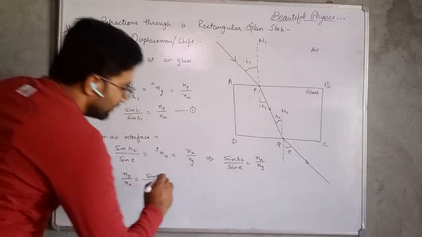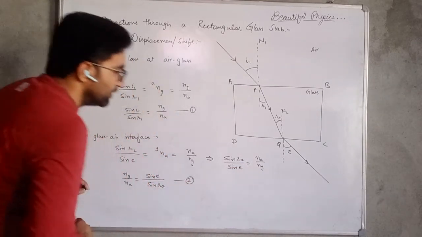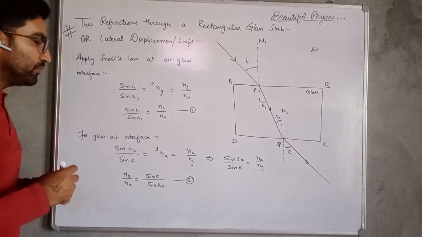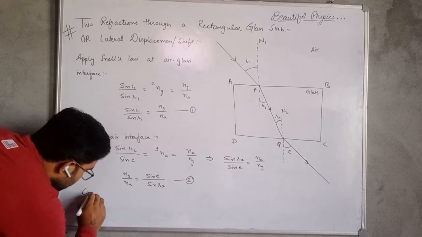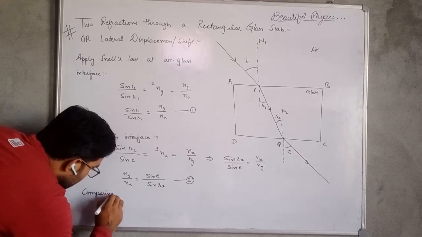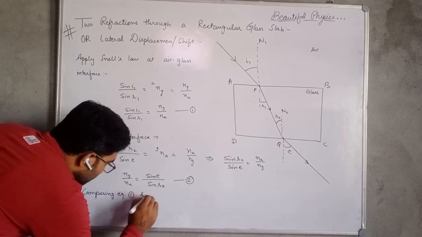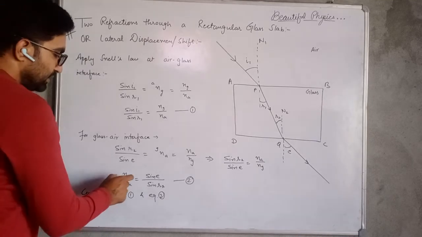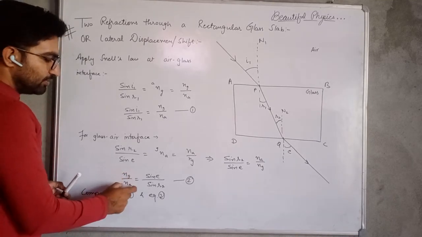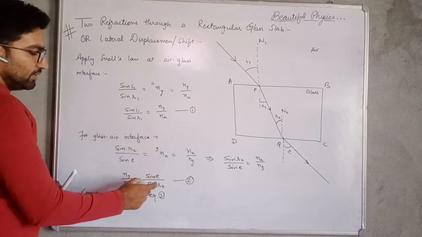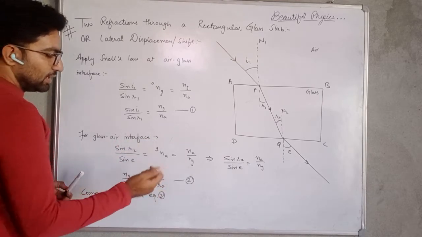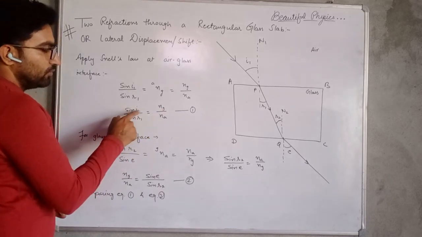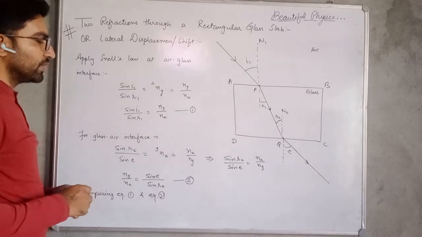Theek hai, ab if we compare the equations, agar hum kya karein, in dono equations ko compare karein, comparing equation 1 and equation 2, we can see that the Ng by Na, refractive index of glass with respect to refractive index of air, is equal to sine of the angle of emergence upon sine of the angle of incidence R2, and again it is equal to sine of the angle I1 upon sine of the angle R2.